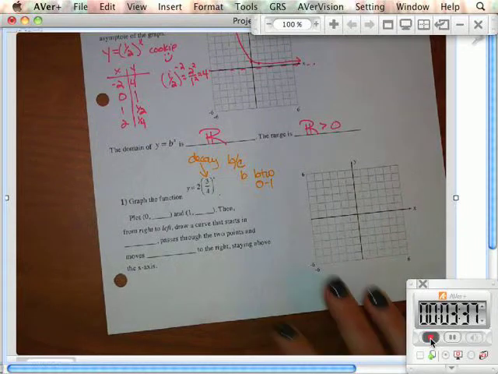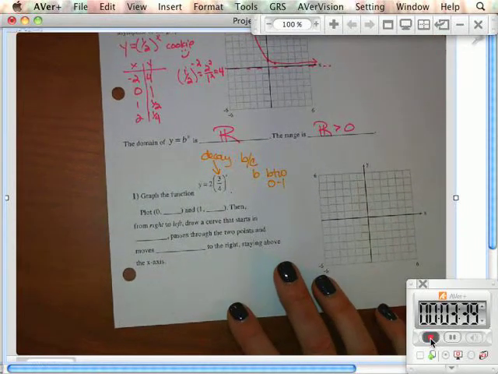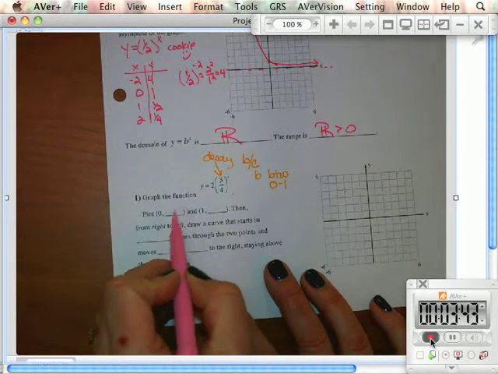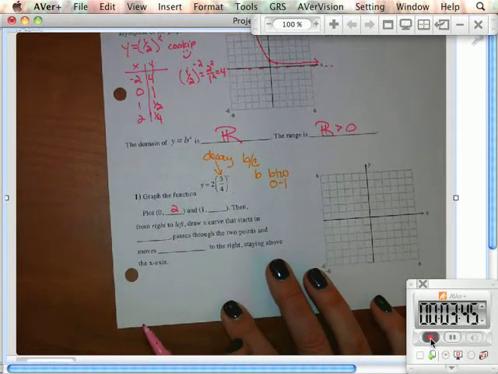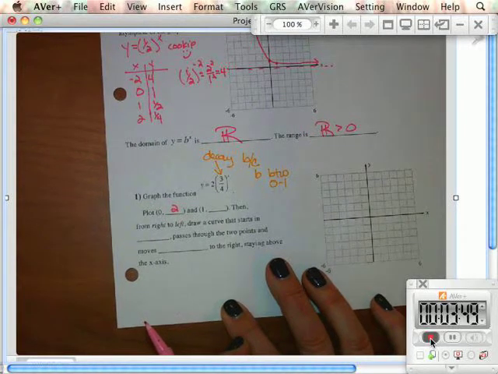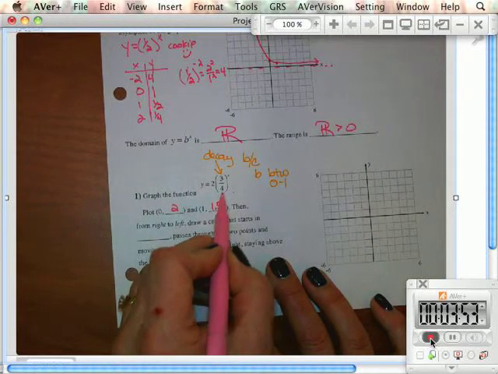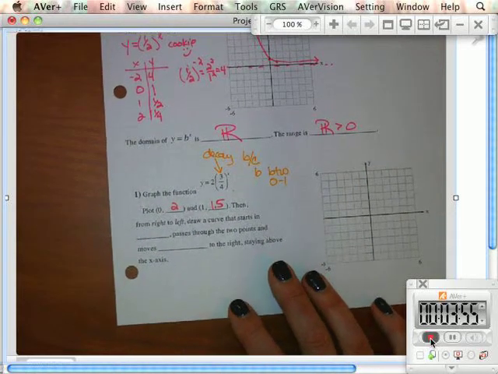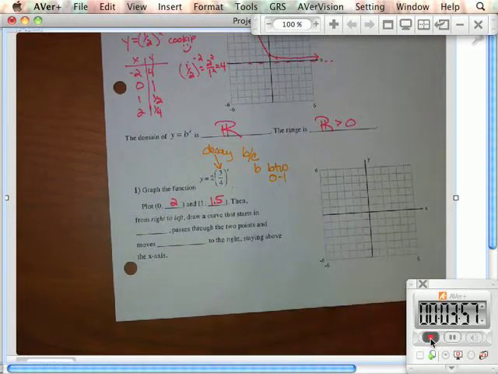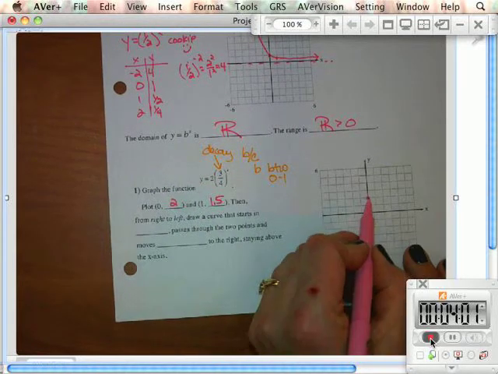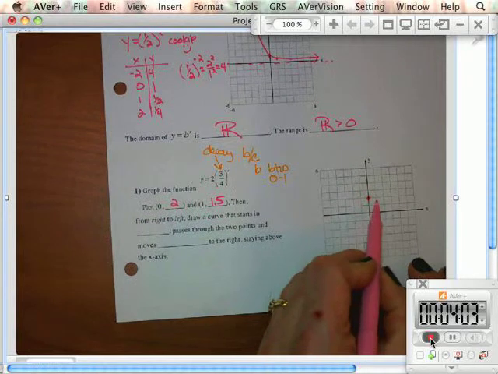All right, so let's plug in 0. If we plug in 0, what's our output going to be? 2. If we plug in 1, ooh, 2 times 3/4 is what? It is, again, 1.5. 6 over 4 is 1.5. Then, from right to left, draw a curve that starts, well, let's just plot these points first. 0, 2, over 1, up 1.5.